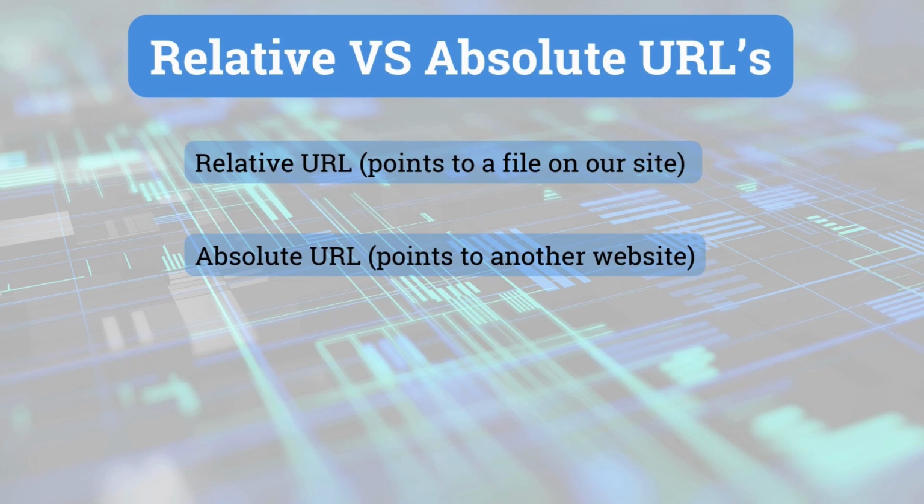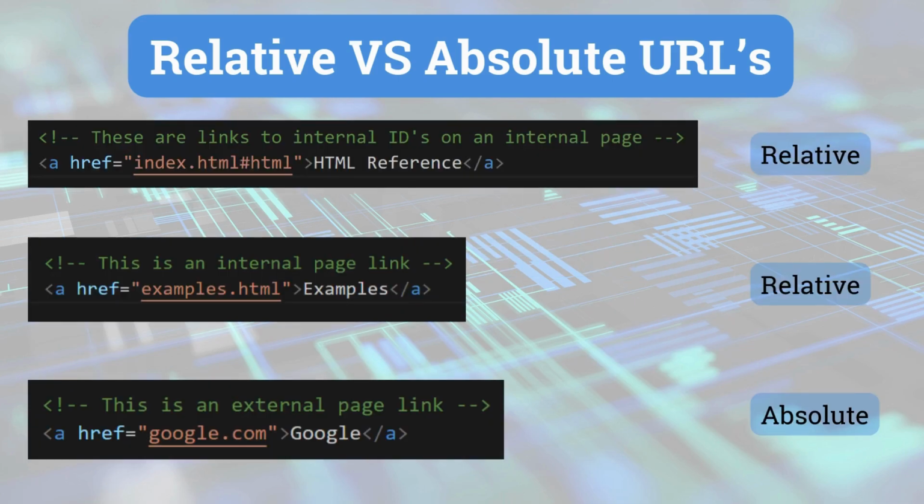Next, we have relative versus absolute URLs. Relative URLs are relative to our website. Absolute URLs point to sites with the full address outside our website. Here we can see the first one we saw already is a relative URL because it references index.html, on our website. And also the next one references our website page examples.html, so that's relative. And the bottom link we can see is for Google, which is not owned by us, so that's an absolute external URL.